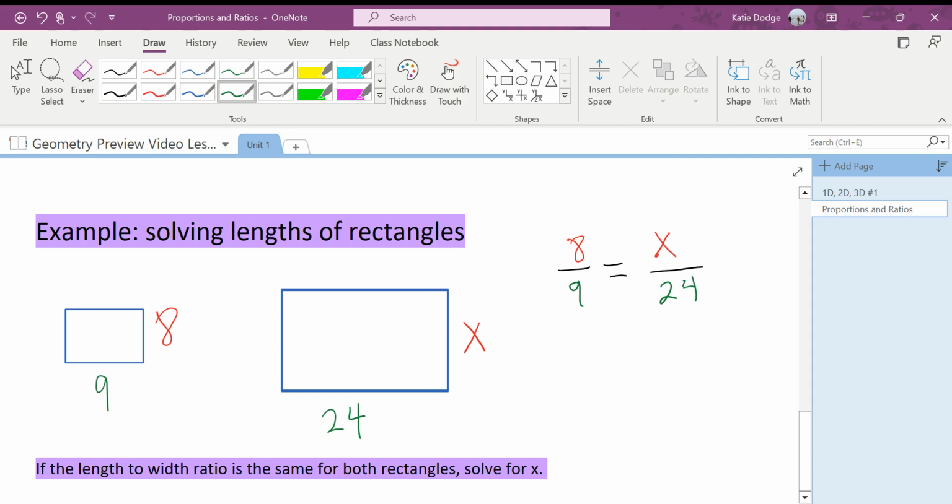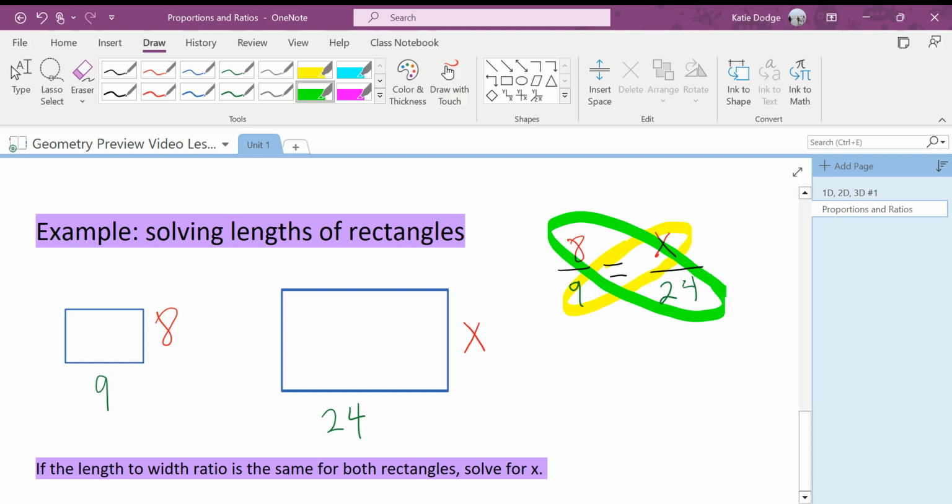Okay, notice if I accidentally switched one of these fractions and I flipped them, then I would get the wrong answer. So the short side has to line up with the short side, same thing with the long side. We're going to use a solving technique that you've used before this class, cross multiplying. So anytime I have an equal sign in between two ratios, I could just cross multiply to solve.